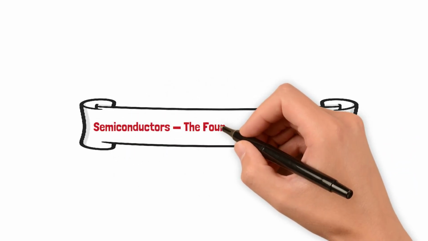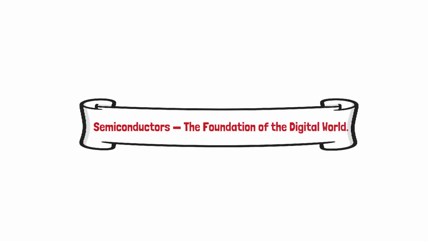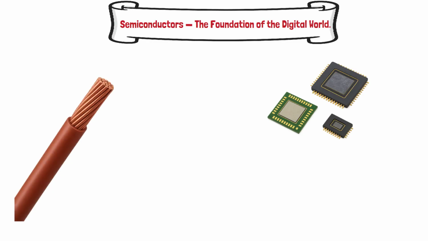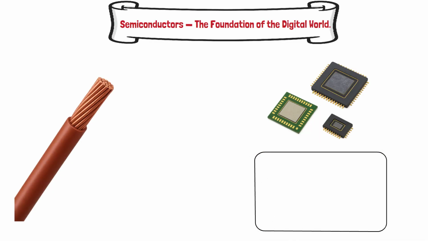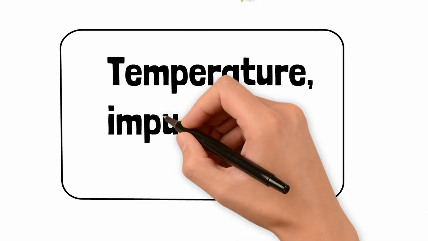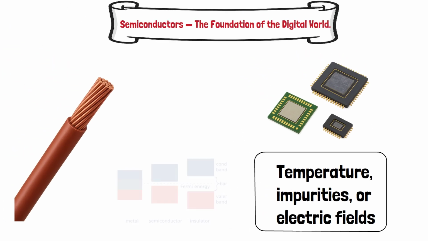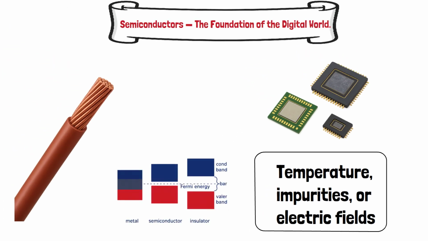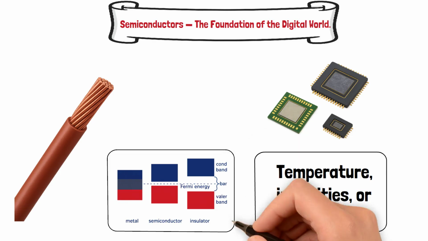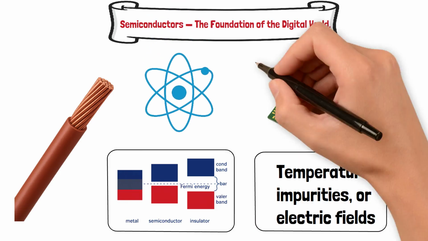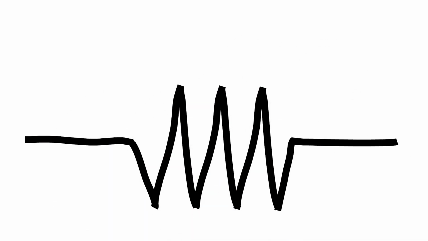Semiconductors, the foundation of the digital world. Semiconductors are materials that are neither perfect conductors nor perfect insulators. Their conductivity can be finely tuned by temperature, impurities, or electric fields. The key lies in the band gap, a small energy window between the valence and conduction bands. When electrons gain just enough energy, they can jump this gap and move freely, carrying electric current.